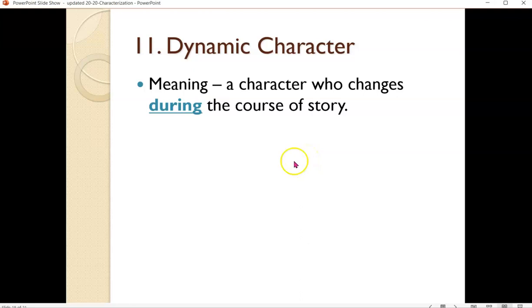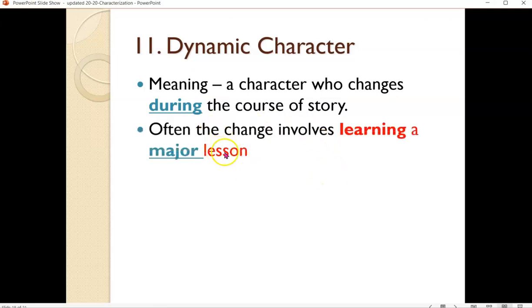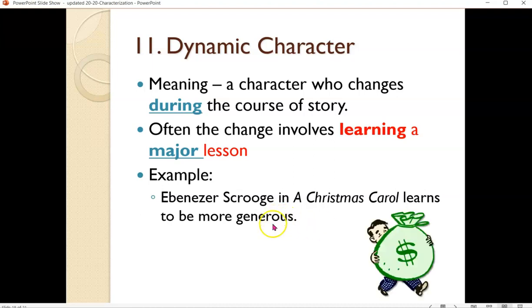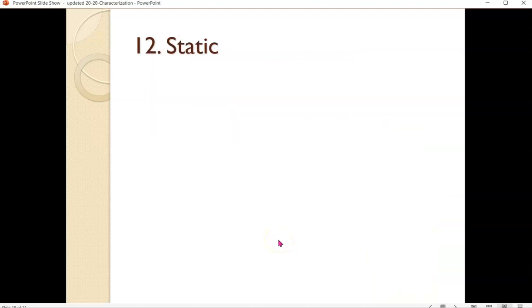So that's a change over the course of the story, and I can think of a couple of different movies that would fit that, but we can talk about that in person. And the change involves learning a major lesson. Okay, so learning a major lesson, a life lesson. An example would be Ebenezer Scrooge in A Christmas Carol. He learns to be more generous, right? The three ghosts come and visit him, and after that, he learns he needs to be more generous.